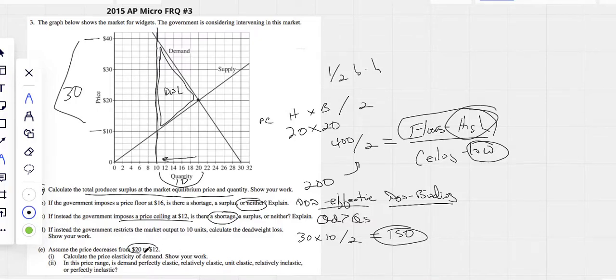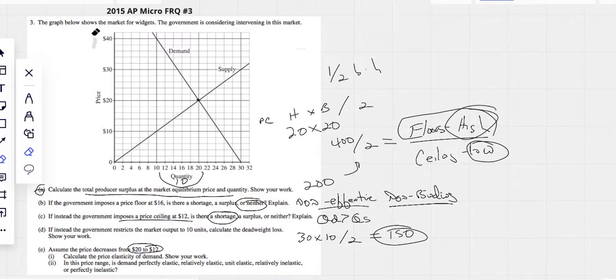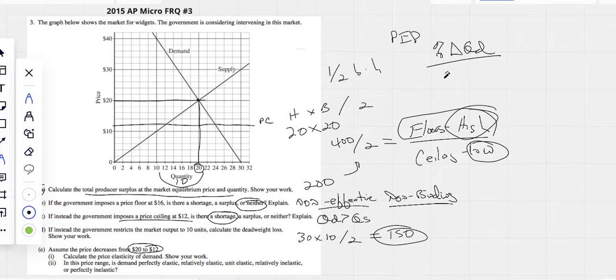Now we have to calculate PED values, right? The price falls from 20 to 12. Now, everybody seems to do the same thing when they're working on these. Here's our price at 20, our quantity demand. Here's our price at 12. Now recognize that the formula for PED is obviously a percentage change in quantity demand over a percentage change in price. But it is quantity demand, right?